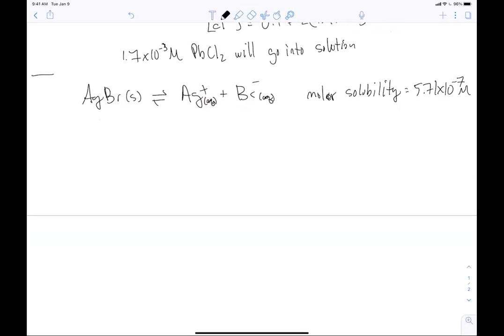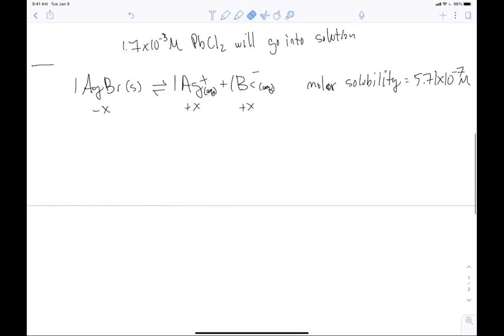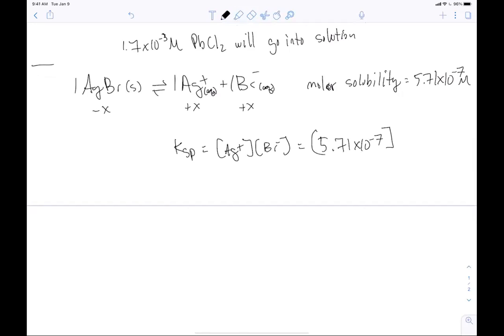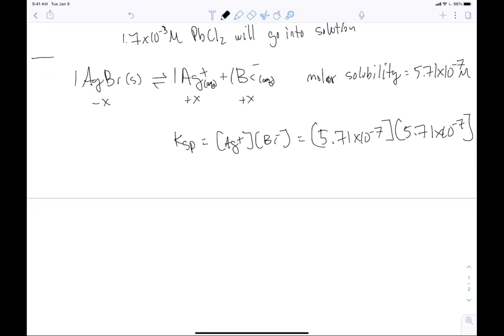So it's sort of like the minus x, plus x thing. If I'm losing x over here, I know I'm going to be gaining the same amount over here. Since these all have the same stoichiometric coefficients, it's all the same. You don't have to multiply by any coefficient. So what's the KSP equal? Well, for this one, it ends up just equaling 5.7 times 10 to the minus 7th squared.